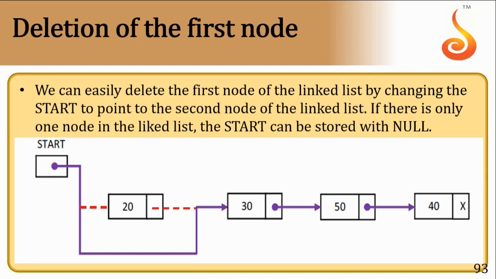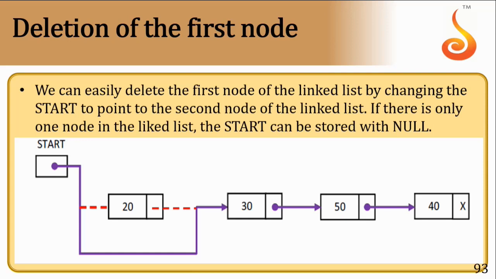And then you need to check. Suppose it is the only node in the list, so once you delete it, it becomes empty. Then you need to make it null, because next time when you try to delete, it should give you an underflow condition. And underflow only if head is null. When head is null or start is null, there are no nodes in the list. So if you try to delete a node from the list wherein the head or the start is null, it will give you an underflow error, because you are trying to delete from a list where there are no elements in it.